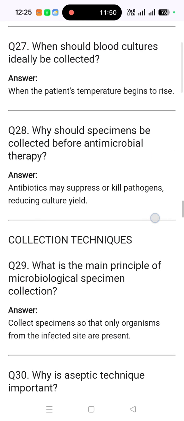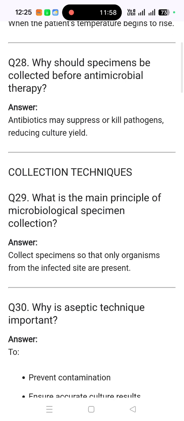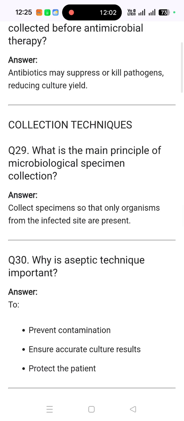When should blood culture ideally be collected? When the patient's temperature begins to rise. Why should specimens be collected before antimicrobial therapy? Antibiotics may suppress or kill pathogens, reducing the culture yield.